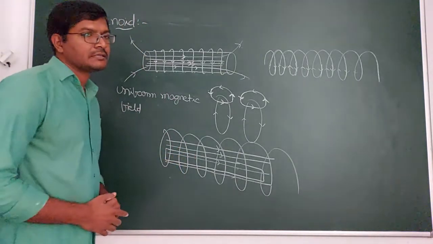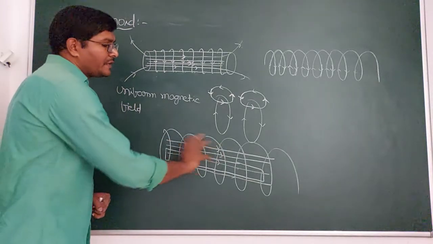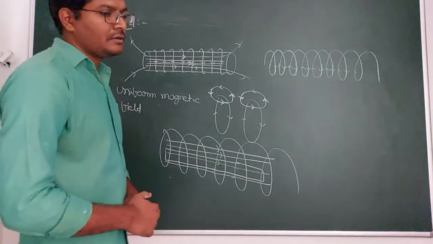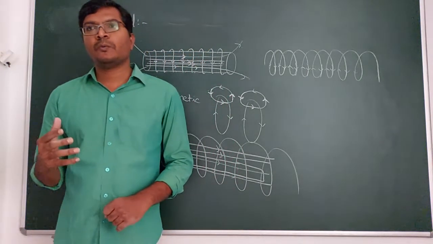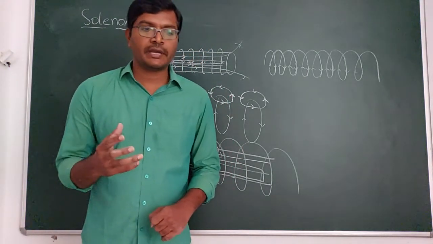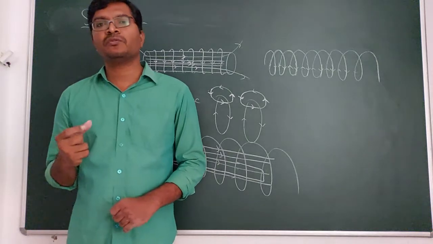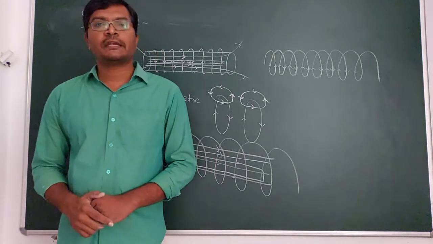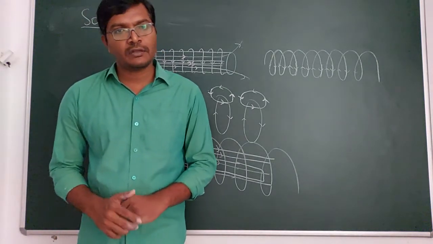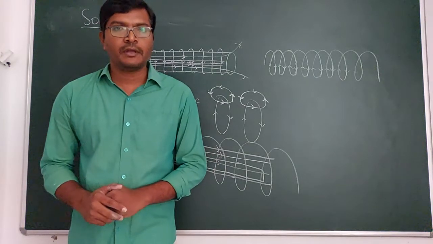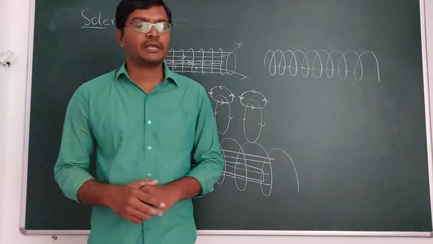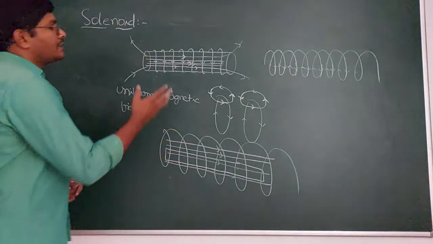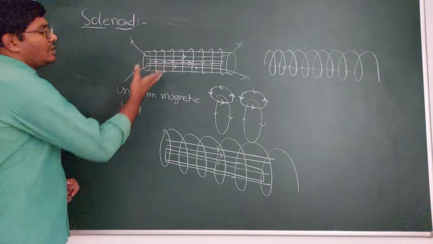Here you have a uniform magnetic field. You may be asked questions like this: what is the use of a solenoid, or how can you make a uniform magnetic field? A uniform magnetic field can be made by using the solenoid.